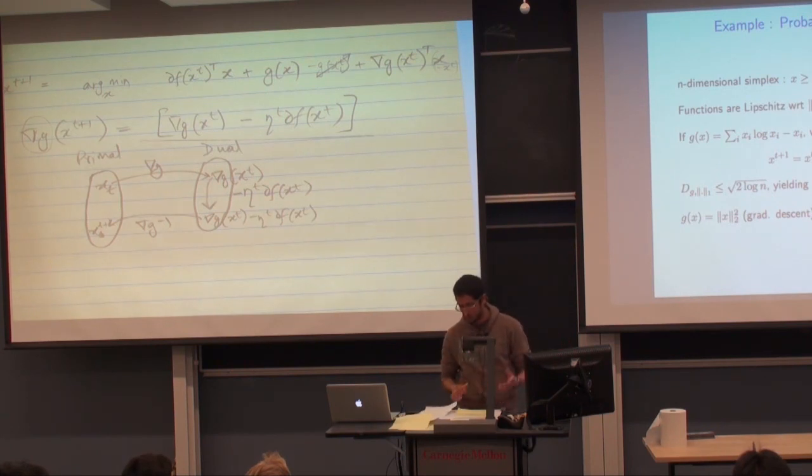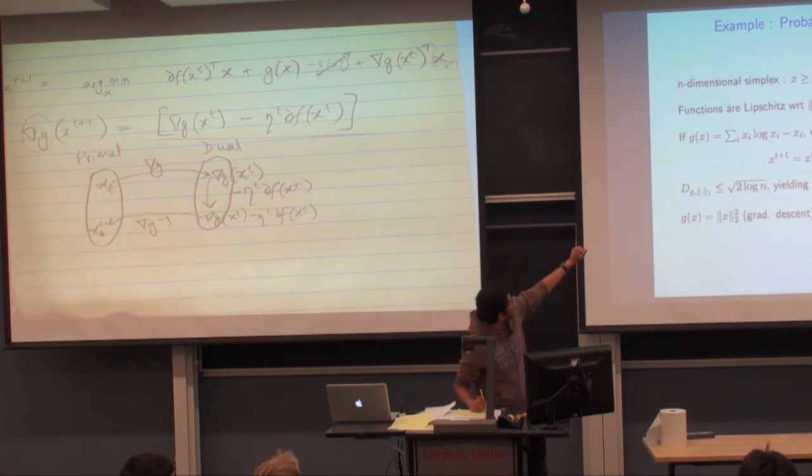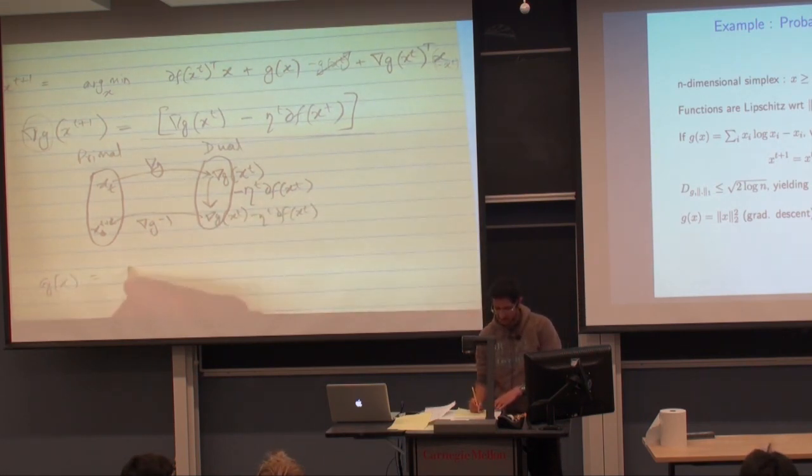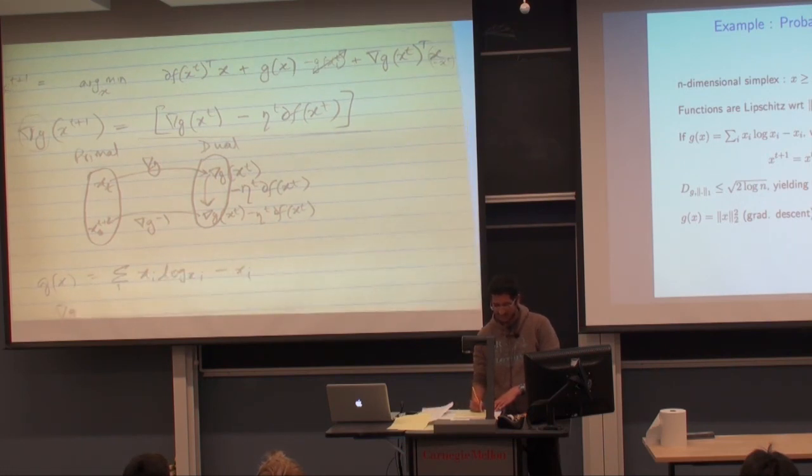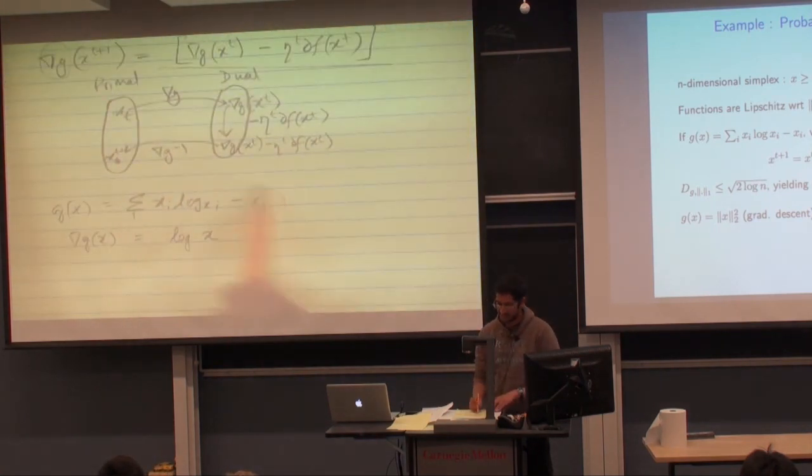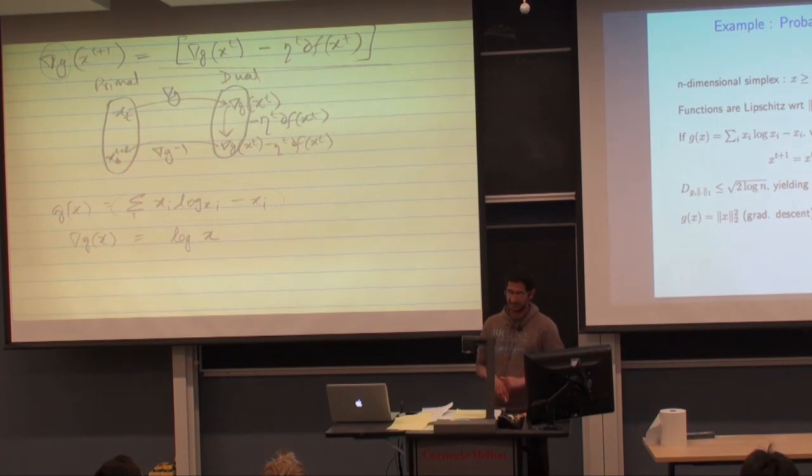I'd just like to quickly show you that you actually get that update. It's actually quite easy to see. You just have to remember that g of x is just the sum over i of xi log xi minus xi. So if I ask what is the gradient of g of x, if you just differentiate this with respect to xi, all you get is log xi. So I'm going to write log x to mean log xi in each of my things. So I'm just differentiating this with respect to xi. The first term gives you log xi plus 1 minus 1. So you just get log xi. And you do that for each of the xi. So the gradient is just log x, which is like each of those things.